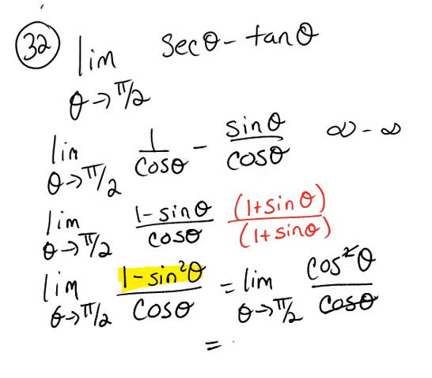And so now you can do a direct plug-in, and the limit as theta goes to pi over 2 of the cosine theta, of course, is the cosine of pi over 2, which is 0. So the big joke there is all that work for nothing.